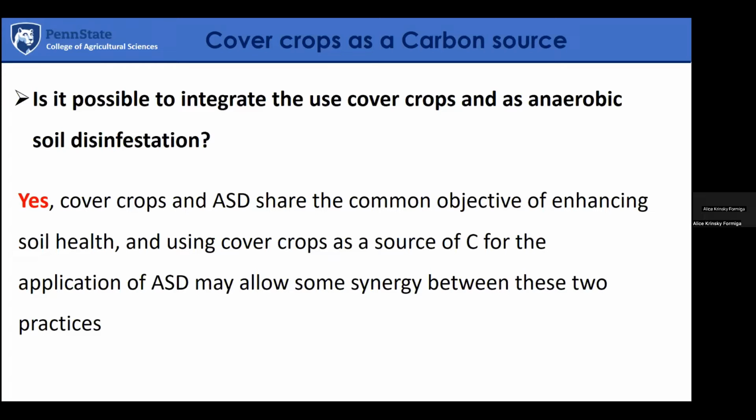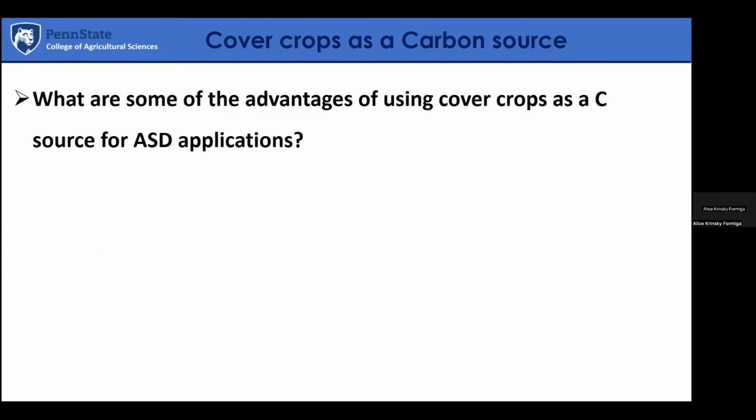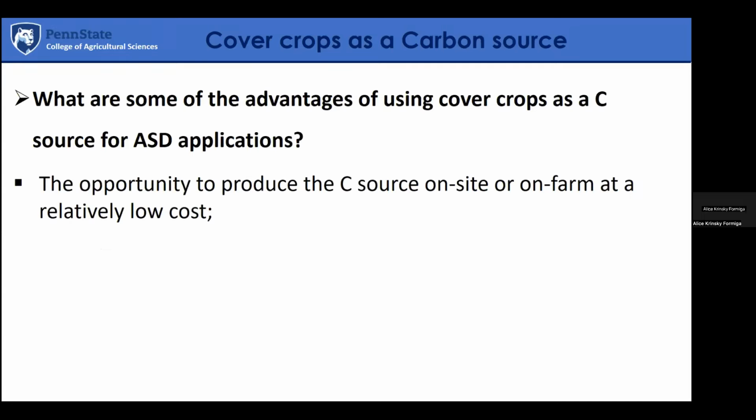There are some cover crops that will control nematodes better than others. So this is what I wanted to mention. And what are some of the advantages of using cover crops as a carbon source for ASD application?